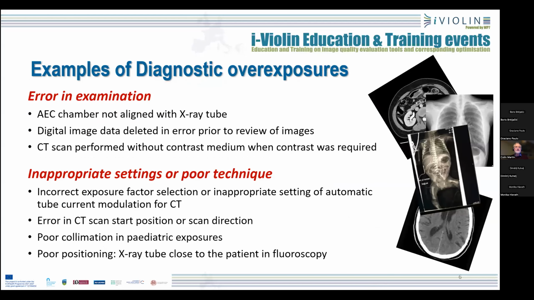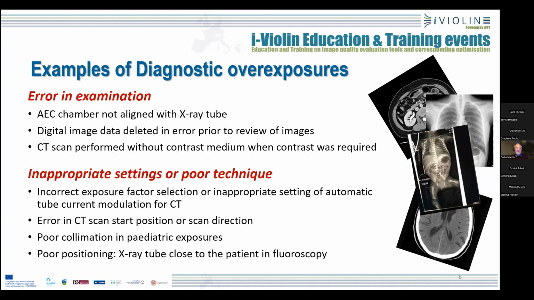Examples of diagnostic overexposures might be an AEC chamber that's not aligned with the X-ray tube, or digital image data which has been deleted before the images have been reviewed. Might be a CT scan performed without contrast media when contrast was required. Ones due to inappropriate settings or poor technique can be perhaps an incorrect exposure factor setting or inappropriate setting of the automatic tube current modulation.